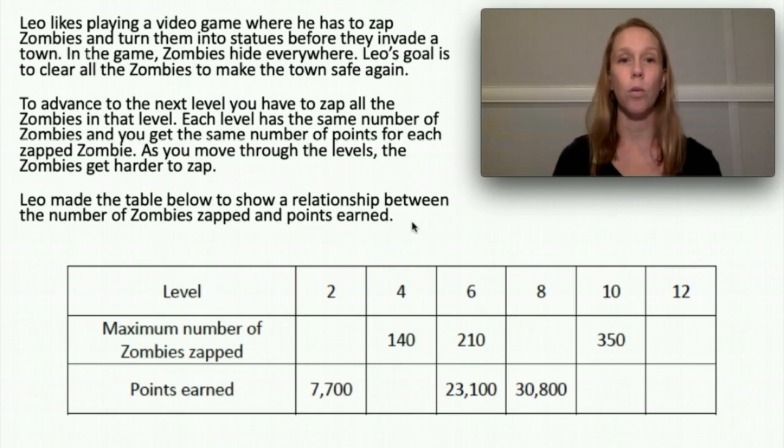The top row is the level. So at level 2, Leo earned 7,700 points. At level 4, he had to zap 140 zombies to get through level 4 to the next level. Level 6, he had to zap 210 zombies and earned 23,100 points, and so on and so forth. So there's a constant relationship between the levels. They are increasing at a constant rate, as are the number of zombies zapped, as are the points earned.